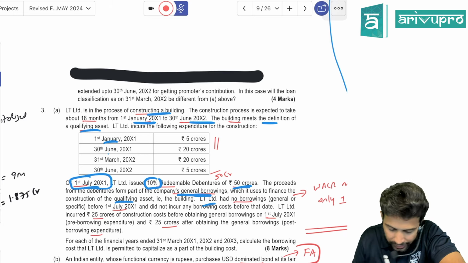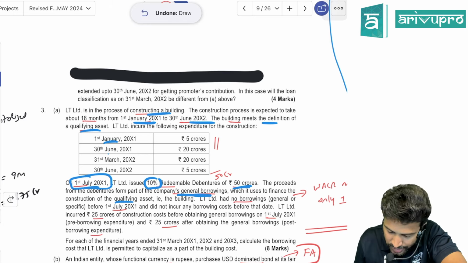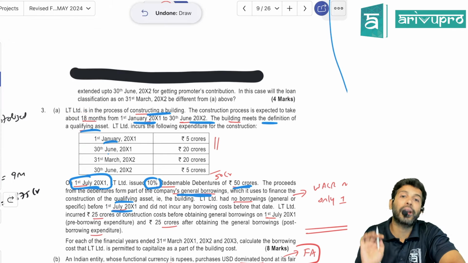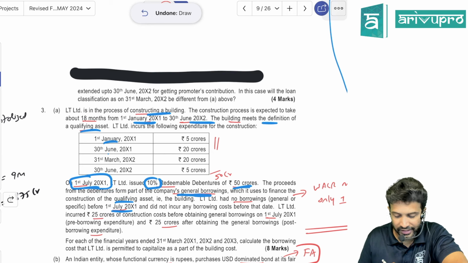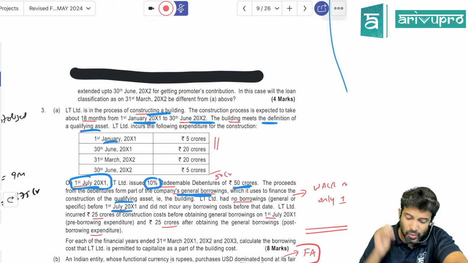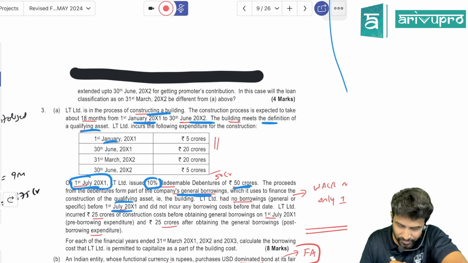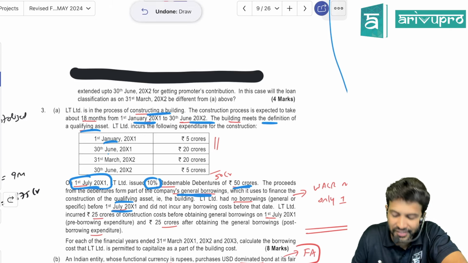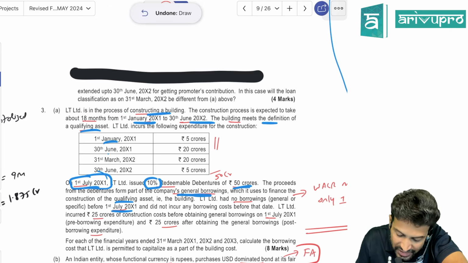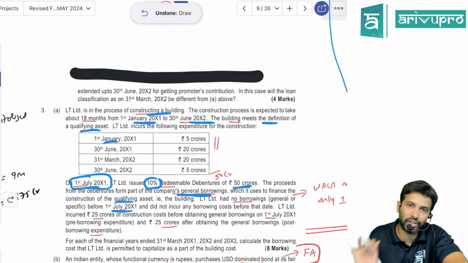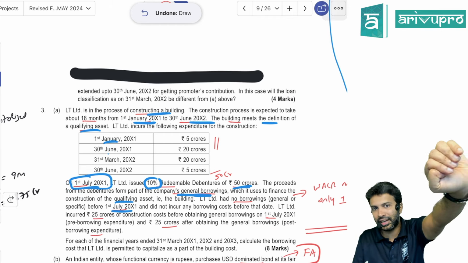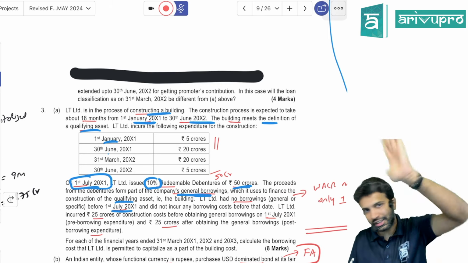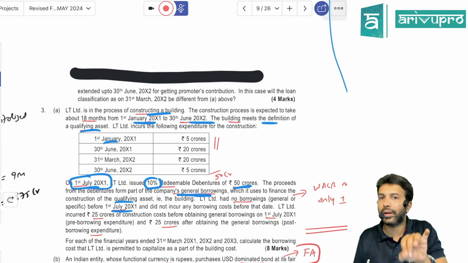The company LT Limited had no borrowings, general or specific, before 1st July. So before 1st July, they're saying the company does not have any borrowing at all. Okay. All right. Great. That gives us one point to make clear. So we started construction on 1st January. All right. But borrowing has come only from 1st July 20x1. So January, February, March, April, May, June, about 6 months, the construction had already started. On the 7th month of construction, basically the borrowing has come into picture.